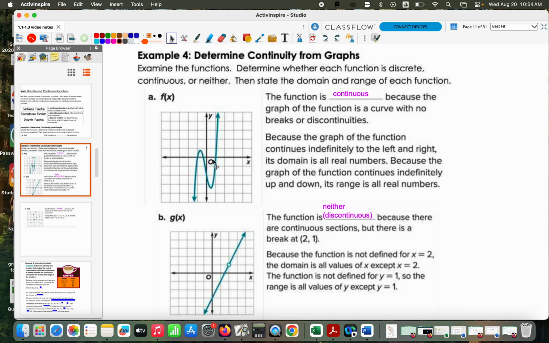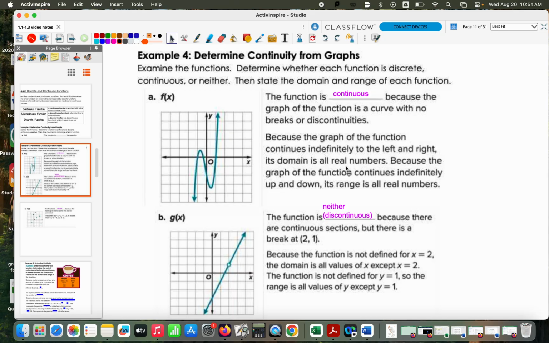So if we look at this function, we want to see, is it discrete, continuous, or neither, and state the domain and range. So if you look at this graph, it just keeps going down, it curves, and it keeps going up. There's no individual points that it necessarily hits. It hits everything in between. It's all connected, so it is continuous. Okay, no curve, a curve with no break or discontinuities. The graph keeps going up and down and it keeps getting further to the left and the right. So the domain and range are both going to be all real numbers. Pretty straightforward and pretty easy.